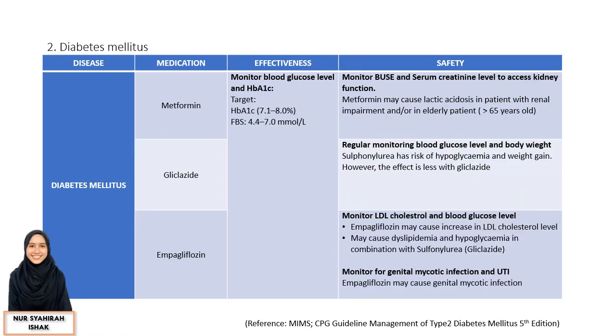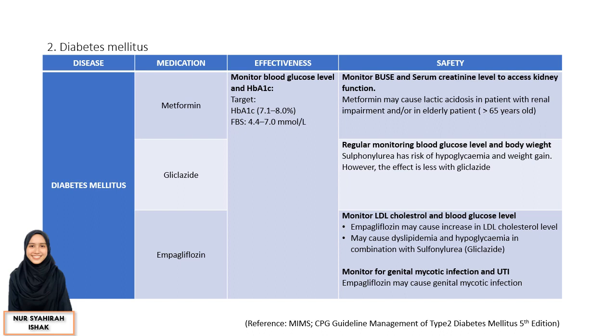As for diabetes mellitus, monitoring of the blood glucose level and HbA1c is very important to assess the effectiveness of drug therapy. The target of FPS is between 4.4 and 7.0 mmol per L and HbA1c is around 7.1 to 8% as the patient has comorbidities. Metformin may cause lactic acidosis in patients with renal impairment and elderly patients. Hence, monitoring of the blood urea and serum electrolyte and also the serum creatinine level is important to assess the kidney function. Sulfonylurea has risk of hypoglycemia and weight gain. Hence, regular monitoring of the blood glucose level and body weight is important.